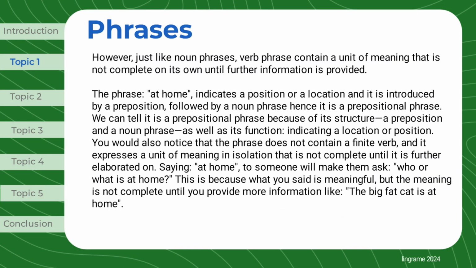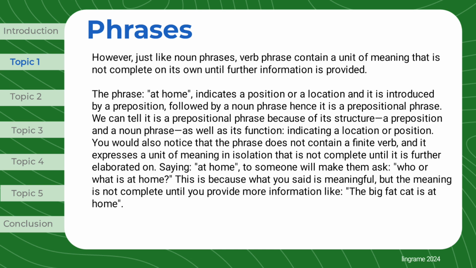However, just like noun phrases, verb phrases contain a unit of meaning that is not complete on its own until further information is provided. The phrase, at home, indicates a position or a location, and it is introduced by a preposition, followed by a noun phrase, hence it is a prepositional phrase. We can tell it is a prepositional phrase because of its structure, a preposition and a noun phrase, as well as its function, indicating a location or position.